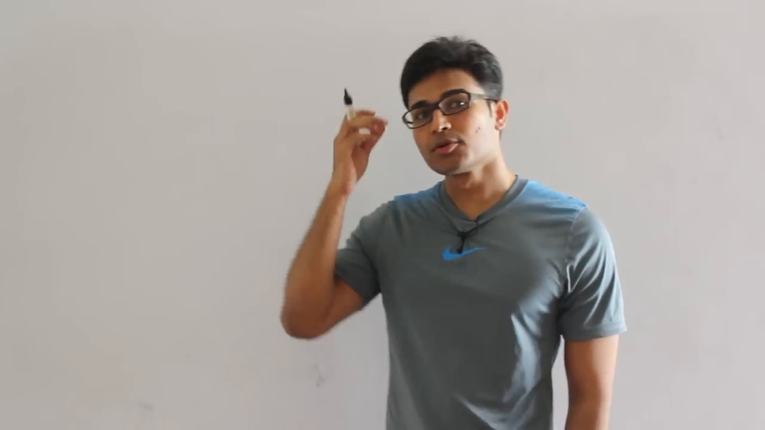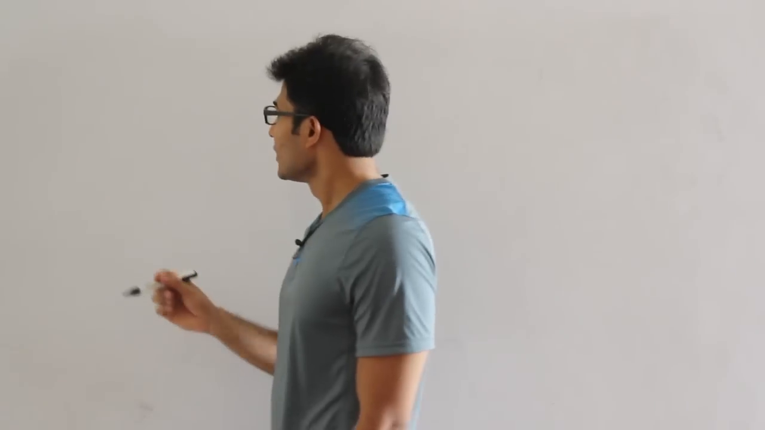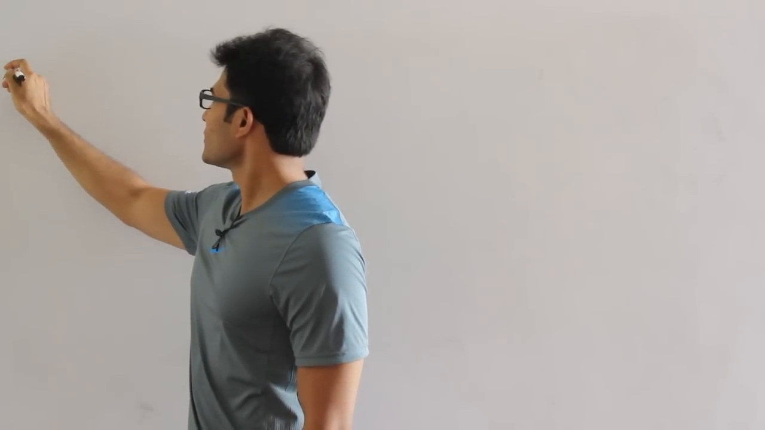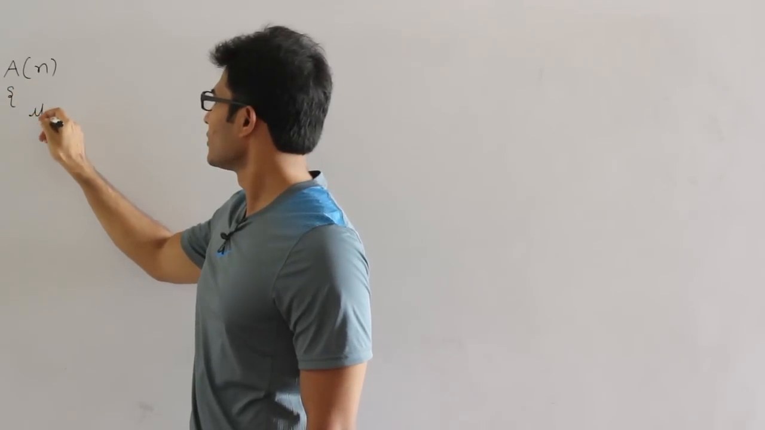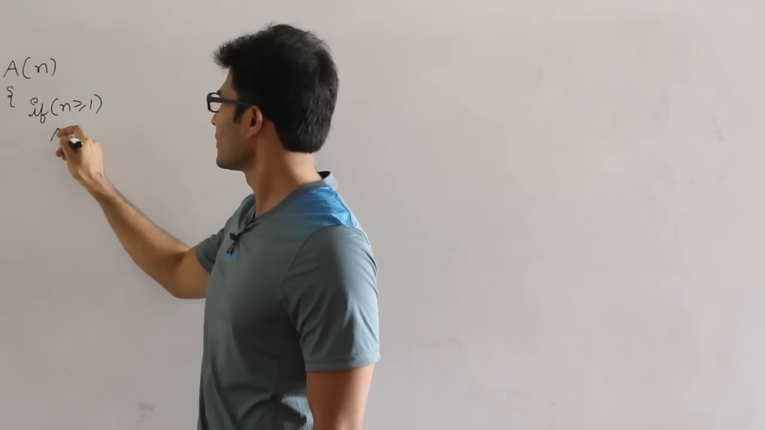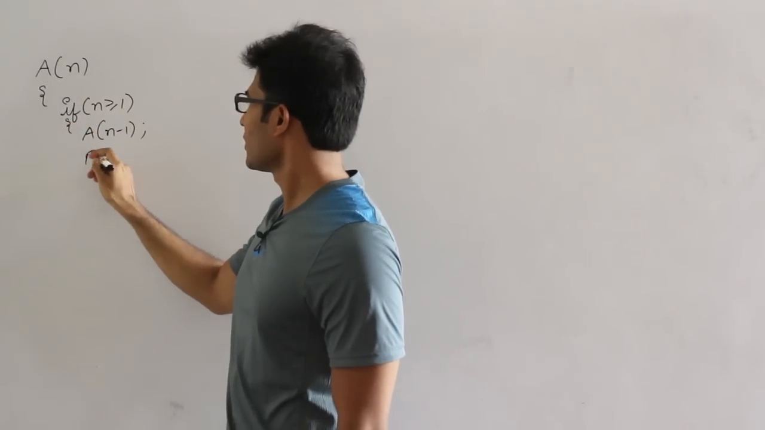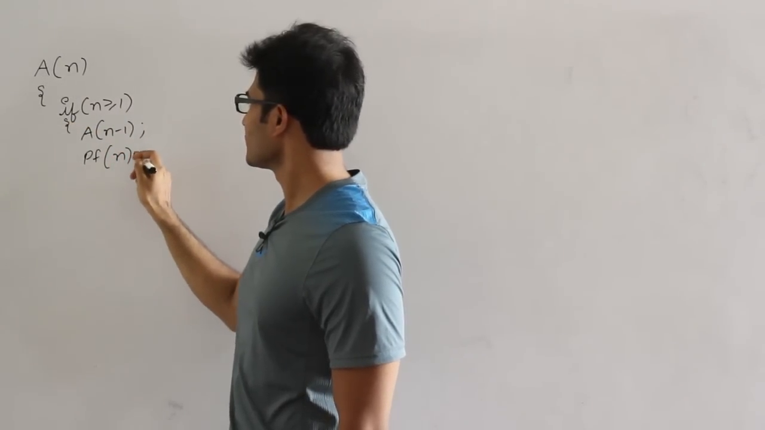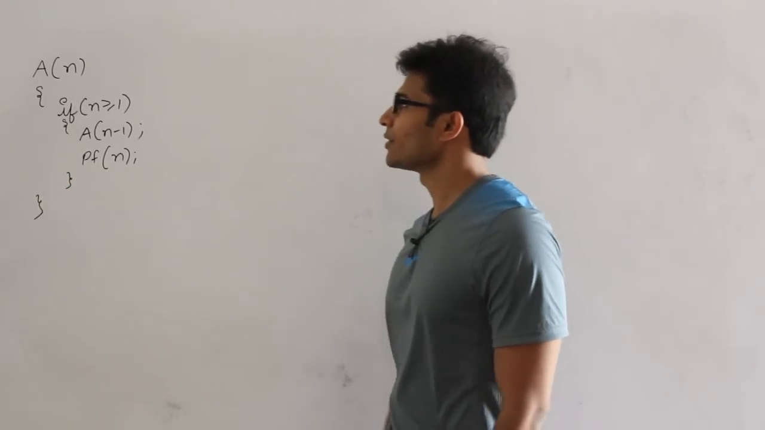I'll take a small recursive program and explain how to analyze the space complexity, and we shall even see how to analyze the time complexity also. Let us say I have a simple program A of n. If n is greater than or equal to 1, then A of n minus 1, and again printf n, if this is the case. So just see the program.